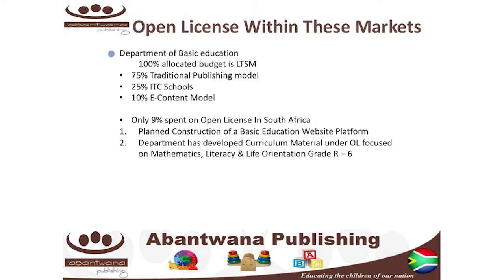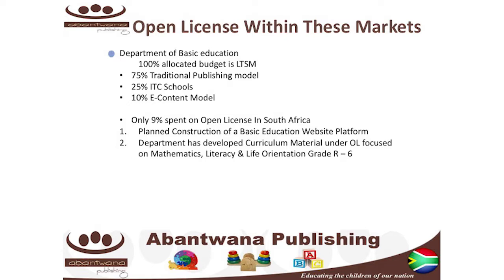So if I look at the 100% allocation budget of the LTSM, I see that 75% is within what we call the traditional publishing model, which I think Neil has also touched on, which is what usually our big publishers are playing. So it's usually the textual, the textbooks, etc. 25% has been an initiative from government to start what we call ITC schools, which are schools that are going to be innovative schools that are dealing in STEM education, that are dealing in innovation and also in technology.